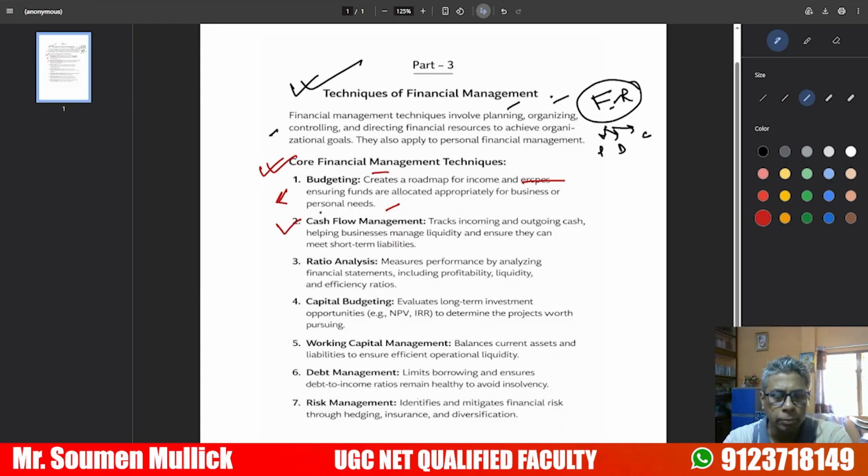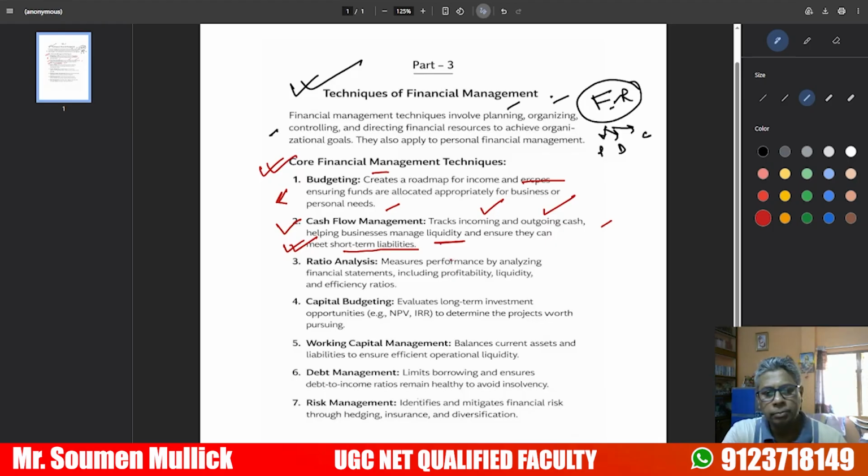Next important after budgeting is cash management. Cash management tracks incoming and outgoing cash. From where the cash is procured or earned, that is income, and where we utilize the cash, that is the outgoing of cash. Cash management is related to liquidity and ensures the short-term liabilities are met.